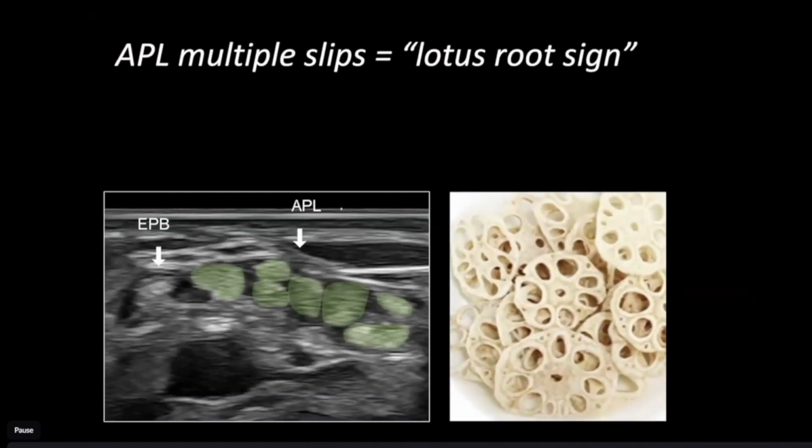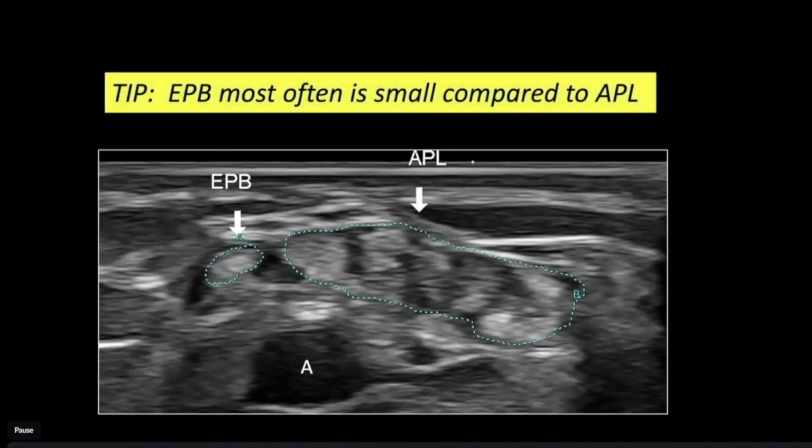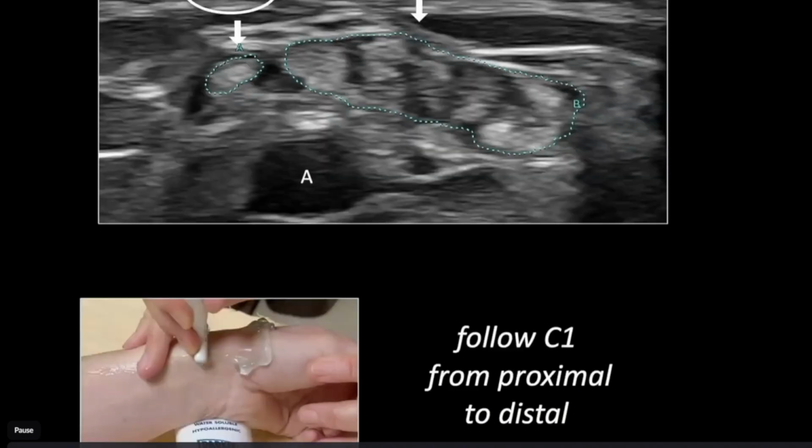That's often referred to as the lotus root sign because there's multiple terminal lamina and a single insertion. This is a potential pitfall. Do not mistake this for longitudinal split tears. Also, EPB most often is small compared to APL. So if you put that probe down and you see they're the same size and the patient has pain, you're going to have to look really carefully.